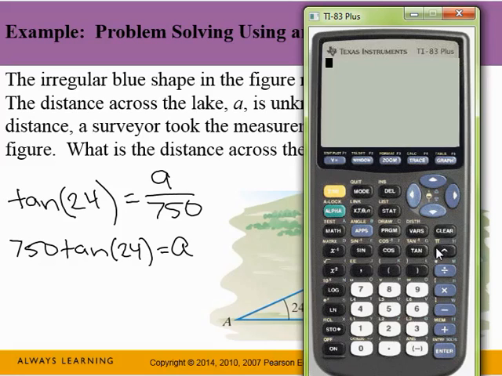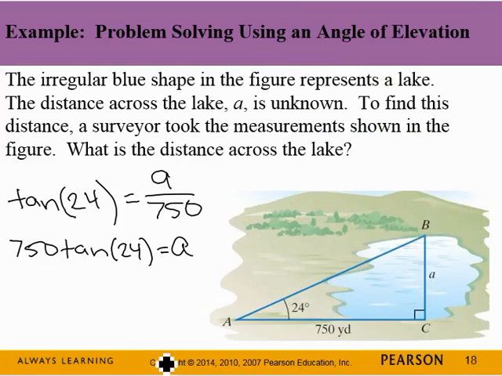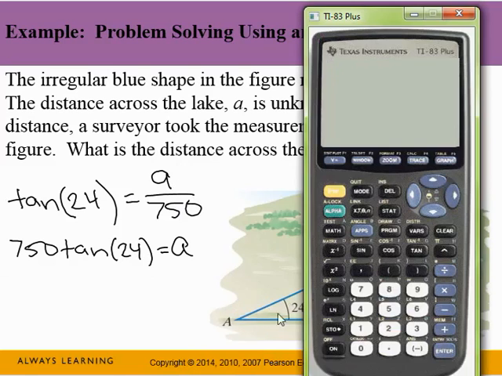Let's try that again. Okay, so before, I exited out. I got a negative number. So if I were to type in this again, you get a negative number. Can you have a negative distance?